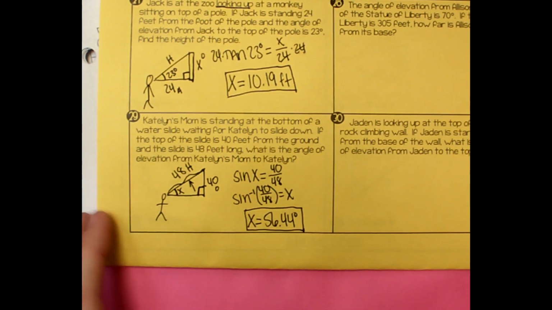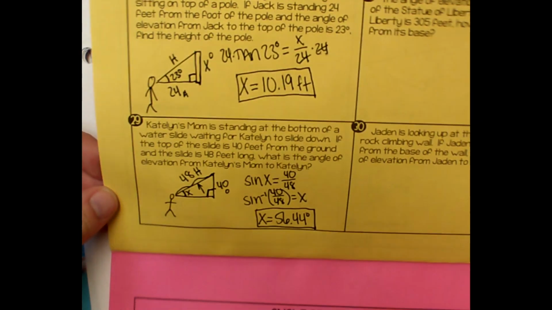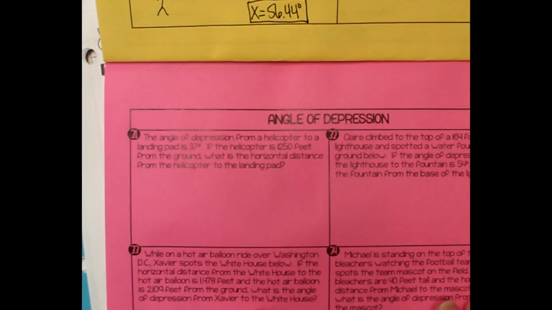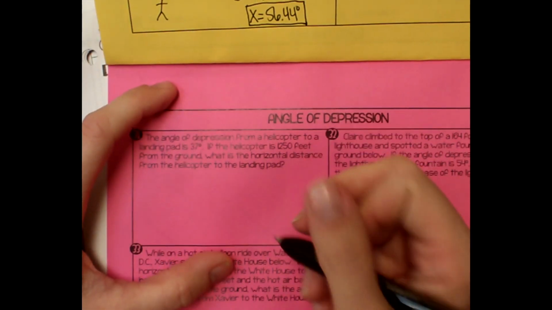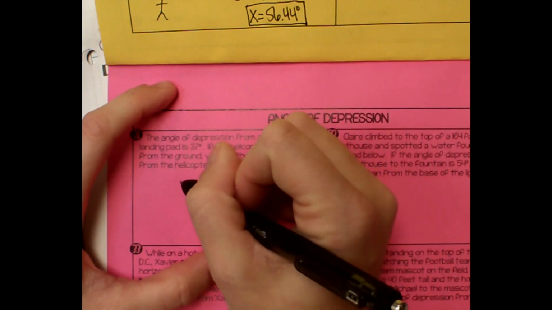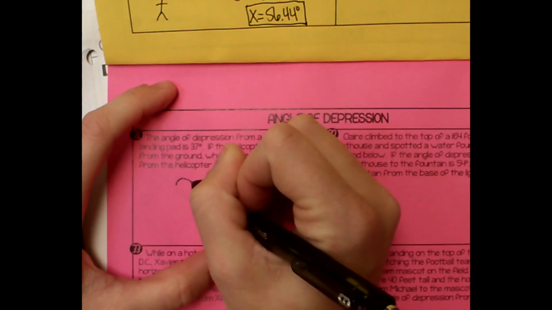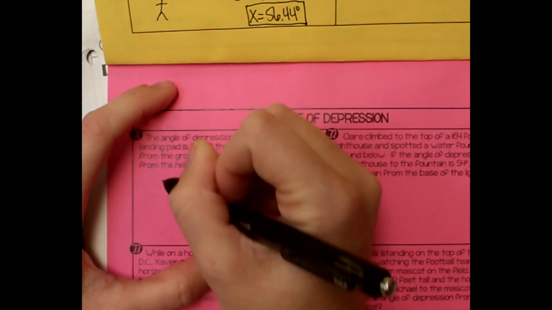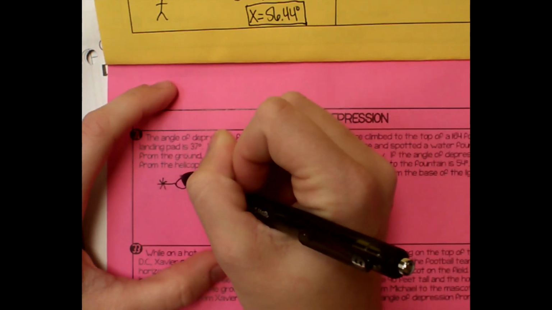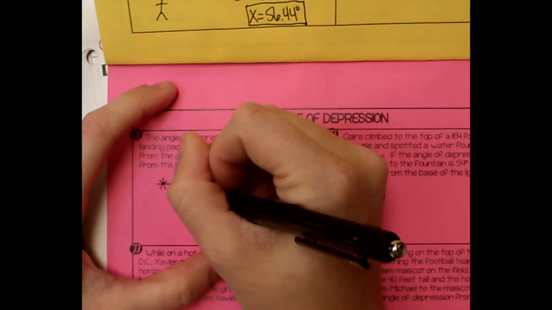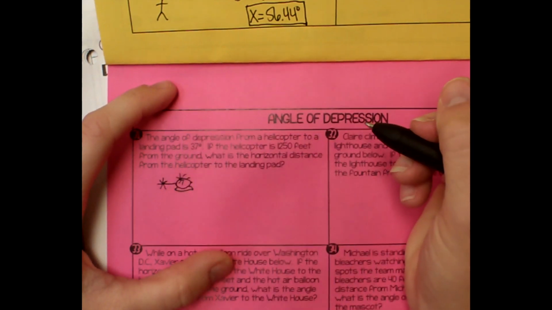All right, so let's look at an angle of depression. Let's look at number 31. The angle of depression from a helicopter to a landing pad is 37 degrees. So, I cannot draw a helicopter. It's like an old MASH helicopter. I probably don't know what that was. Oh, looks like an alien. Okay, so there's my helicopter.